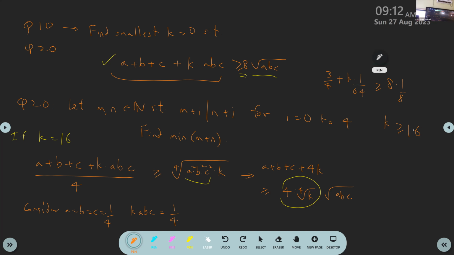I will not solve it myself. m plus i. And importantly, m and n are going to be distinct. Otherwise, every value of integer will work, right?